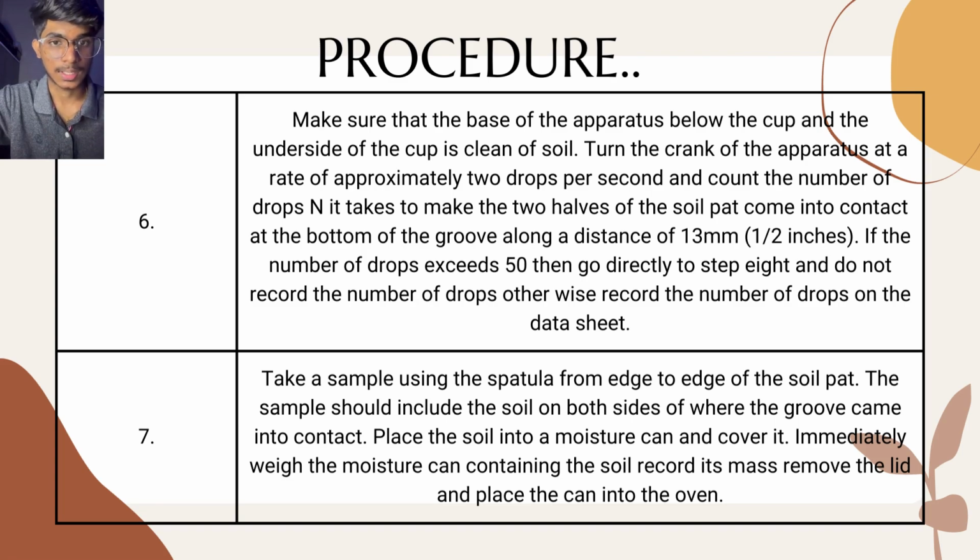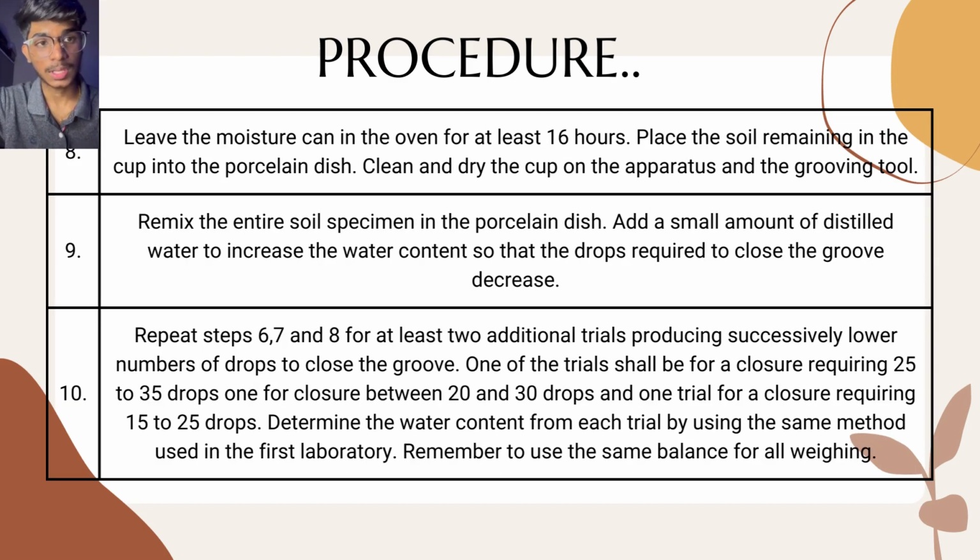So let's take a look at the next slide. Now leave the moisture can in the oven for at least 16 hours. Place the soil remaining in the cup into the porcelain dish. Clean and dry the cup on the apparatus and the grooving tool. Remix the entire soil specimen in the porcelain dish.